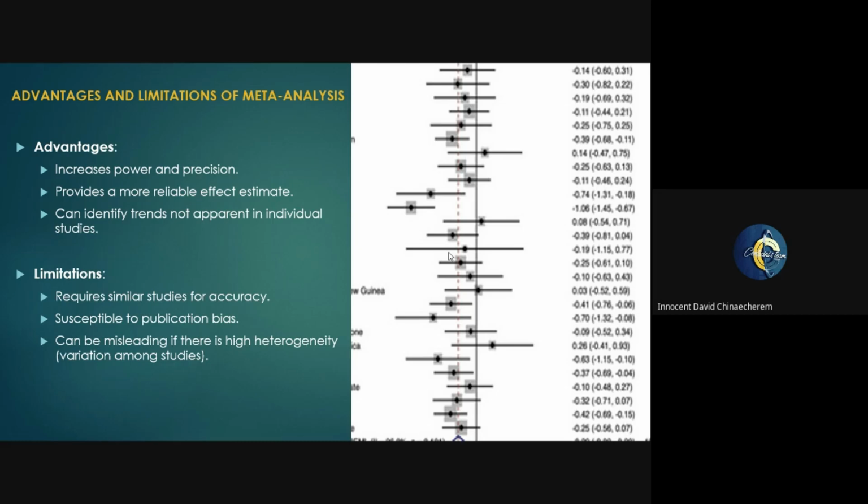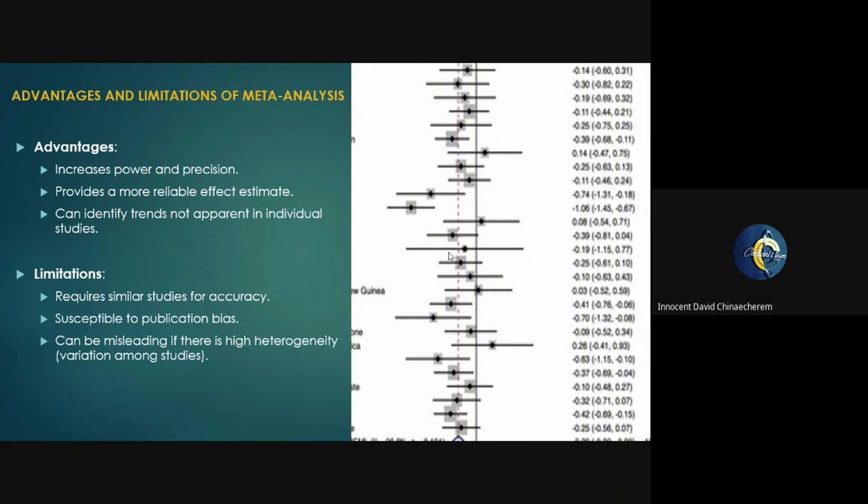And some of the limitations of performing a meta-analysis is that the studies have to be similar. So it requires similar studies for accuracy. It means that if you want to perform a meta-analysis, it just has to be similar, because if we don't have similar outcomes, it's going to be very difficult for us to perform a meta-analysis, right? And this is what makes it susceptible to publication bias, because it will lead us to choosing certain publications that we're interested in, right? So that's what publication bias is all about in a layman's view.